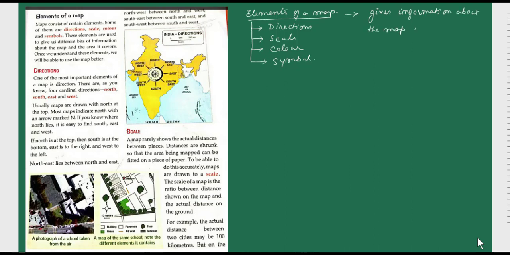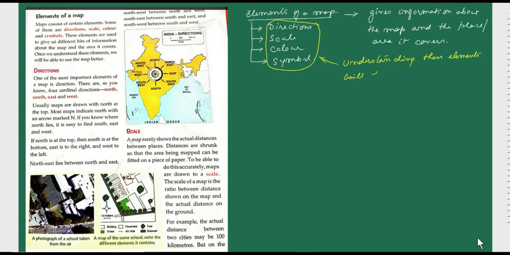Now, that we will study after studying the elements of a map. There are four elements, and they give information about the map and the place it covers. They give the directions, the scale, the color, and the symbols of the map. Understanding these four elements will help you to understand the map in a better way. Now, directions means there are four cardinal directions.